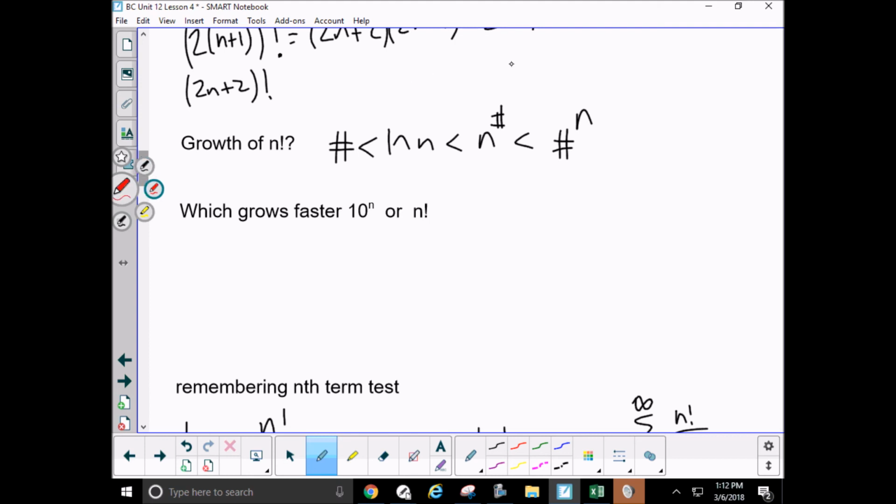The question is, where does n factorial fit in this growth chart? Discuss it with your neighbor. Where do you think that n factorial fits in?